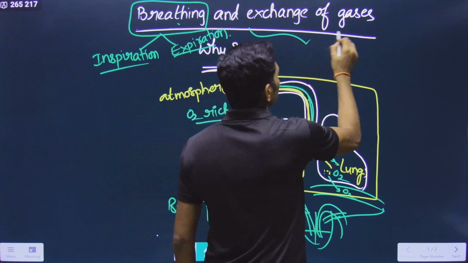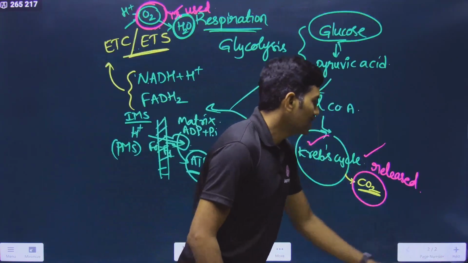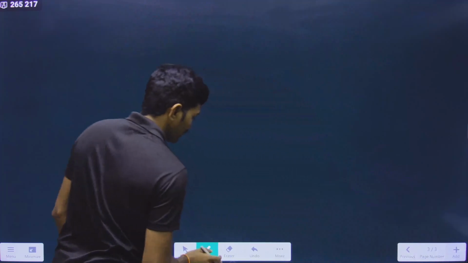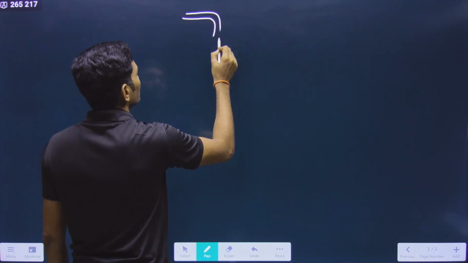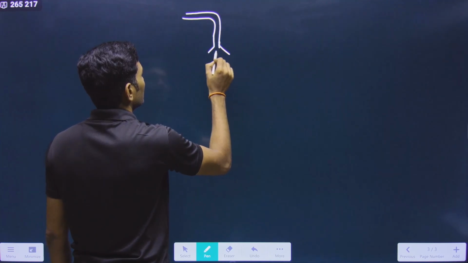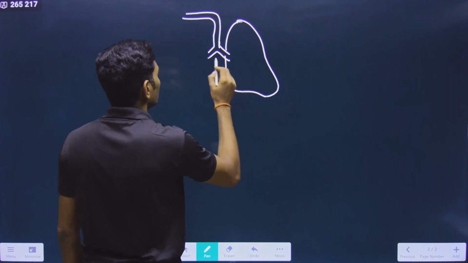Then what is this exchange of gases? Where is the exchange taking place? You need to observe carefully here. Regarding this exchange, let us see this. Ultimately it is coming into the lungs.